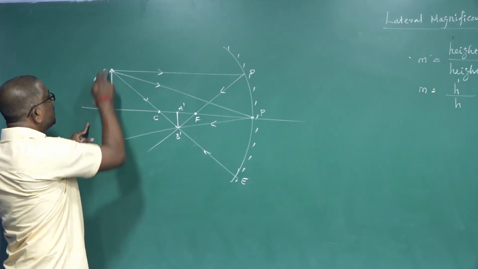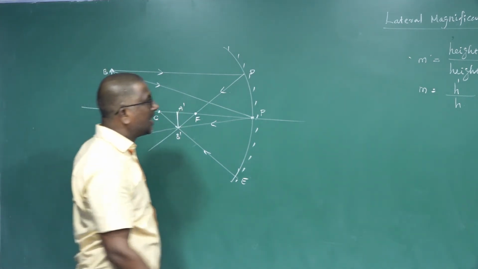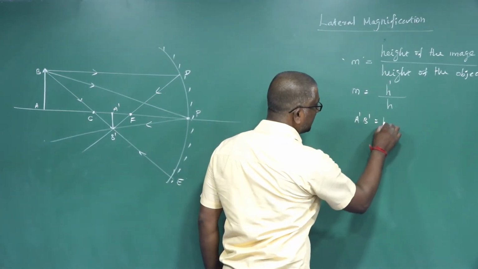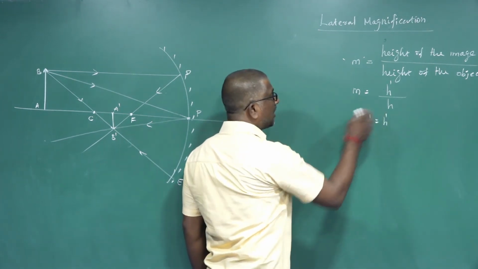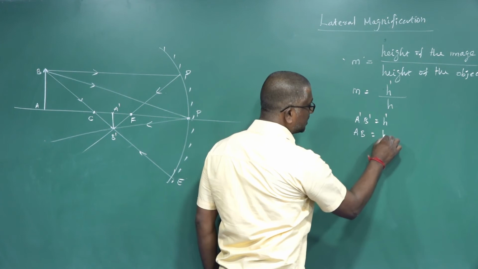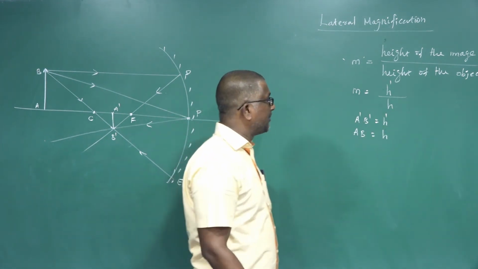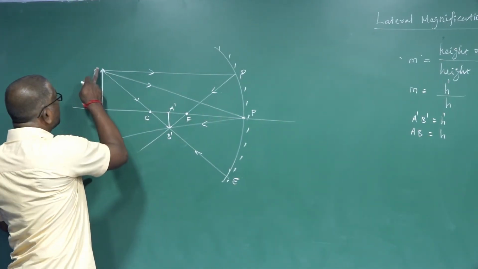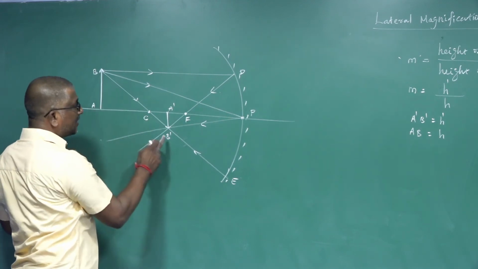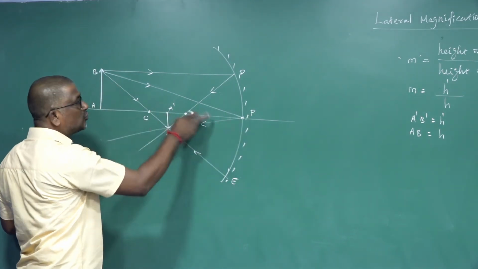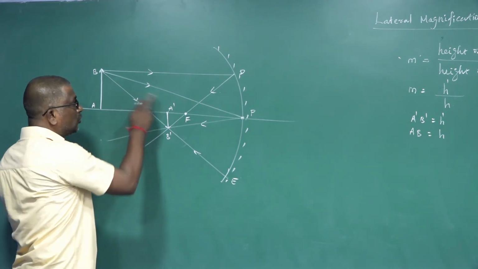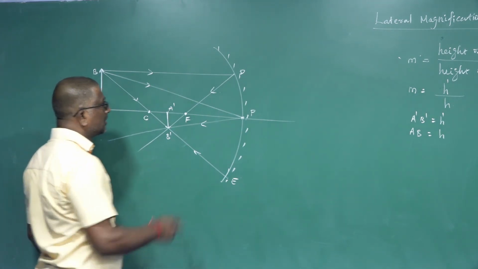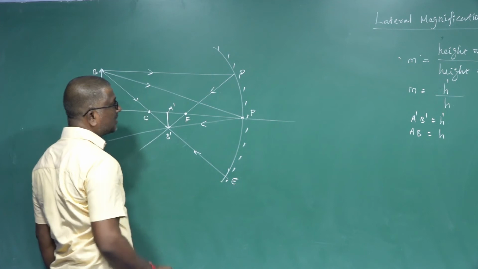Right here, AB be the height of the object, A'B' be the height of the image. A'B' is h prime, and the height of the object AB is equal to h. Okay, we know that in this ray diagram, the triangle BPA and the triangle B'PA', these two are similar triangles. If two triangles are similar, then their sides are proportional. Already we discussed that. Here these two right angle triangles are similar.